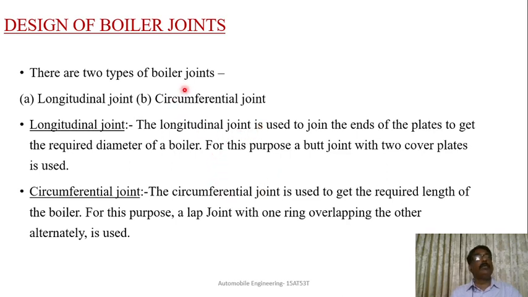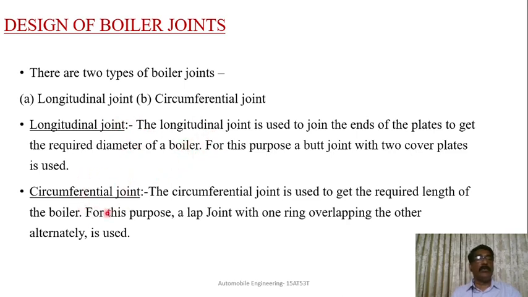Now coming to the next topic, the design of boiler joints. Here, there are two types of boiler joints. One is known as a longitudinal joint, another one is a circumferential joint. Now let us see what a longitudinal joint is and what a circumferential joint is. A longitudinal joint is used to join the ends of the plates to get the required diameter of a boiler. For this purpose, a butt joint with two cover plates is used. So usually the preferred joint for the longitudinal joint is a butt joint with two cover plates.